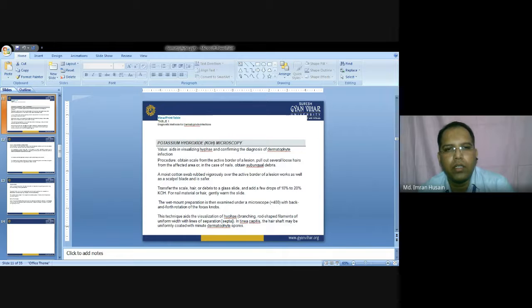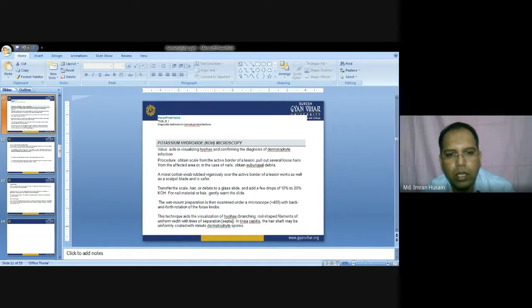Tinea pedis and tinea manuum. Tinea pedis is also known as athlete's foot, and presents with areas of scaling as well as the softening and breaking of the skin in the spaces between the toes and the soles of the feet. Less frequently, tinea pedis can present with erosions and painful open sores between the toes.